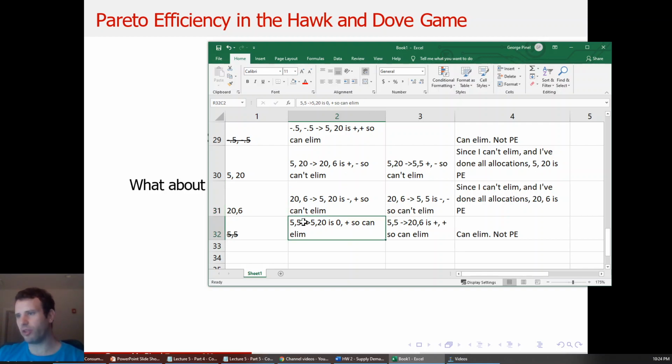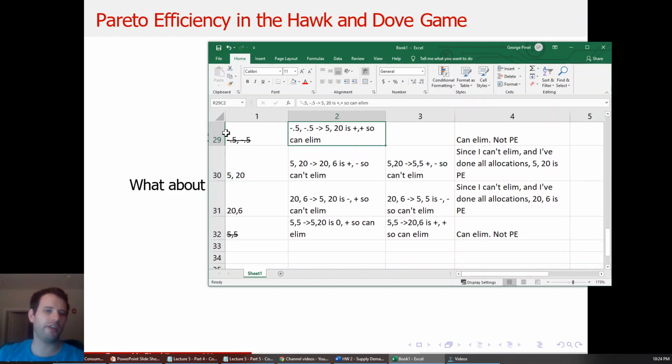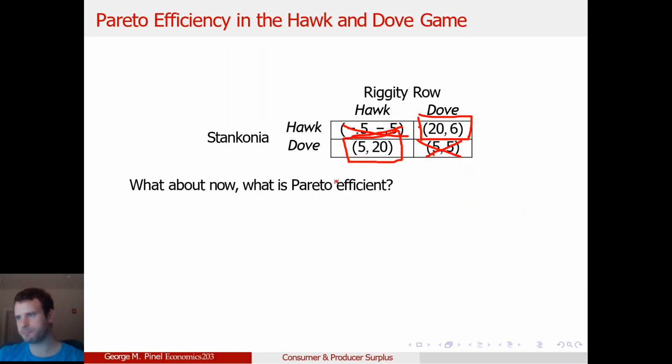The last point I want to make is, so notice we had a minus minus, or if you have a minus 0 or a 0 minus, a 0 minus going from the left to the right is the same thing as a 0 plus going from right to left, right? So if you see a minus minus or a 0 minus or minus 0, it's the opposite. So you can then say the allocation on the right is not Pareto efficient, if that's easier for you. Otherwise, just go through it the normal steps like I just showed you. Okay.